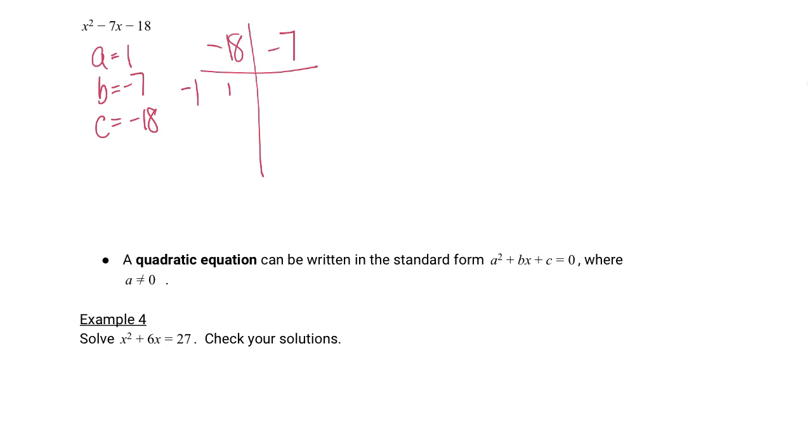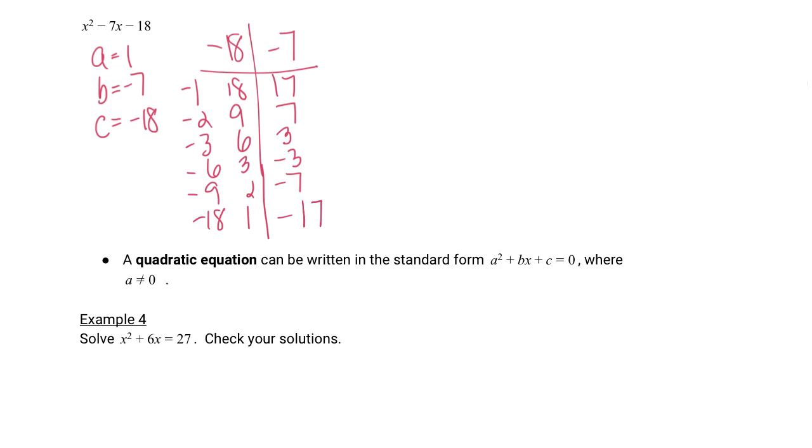Factors, we've got negative 1 and 18, negative 2 and 9, negative 3 and 6, negative 6 and 3, negative 9 and 2, negative 18 and 1. Add them together: 17, 7, 3, negative 3, negative 7, negative 17. Not 9. We care about negative 7. Looks like it is right yonder. Negative 2 and 9, like we've all been doing.